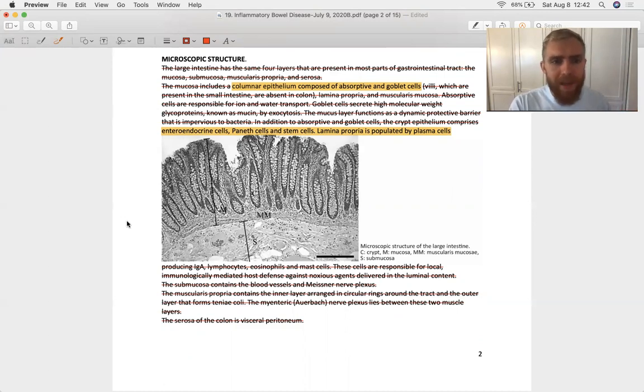And then down at the bases of the crypts of your colonic glands, you have enteroendocrine cells, Paneth cells, which play a role in host defense, and stem cells, which regenerate the colonic mucosa at a timeline of about 3 to 7 days turnover.